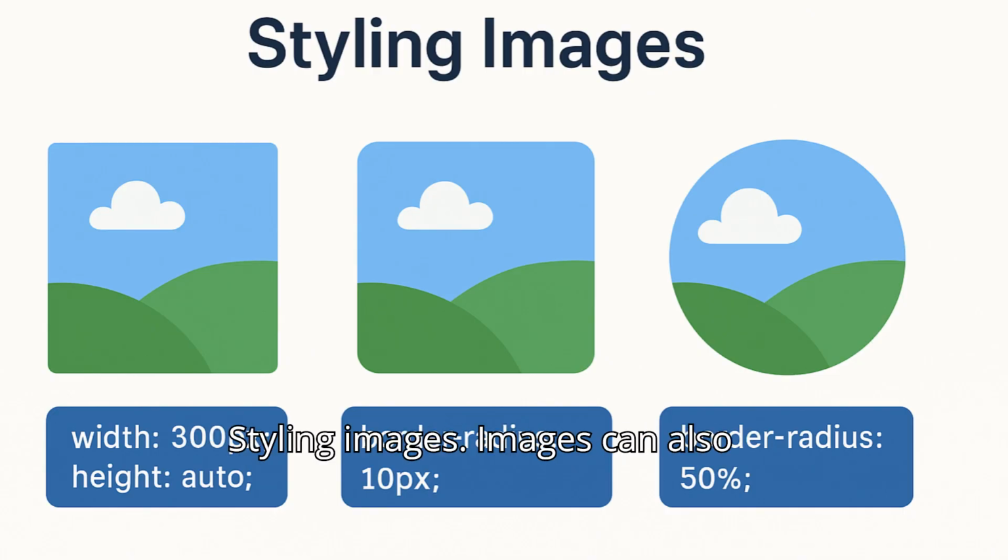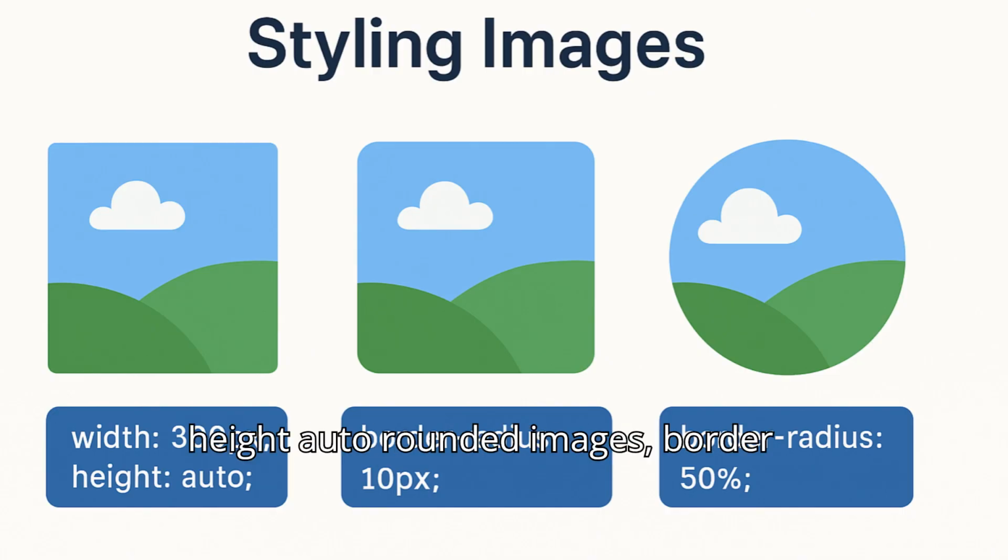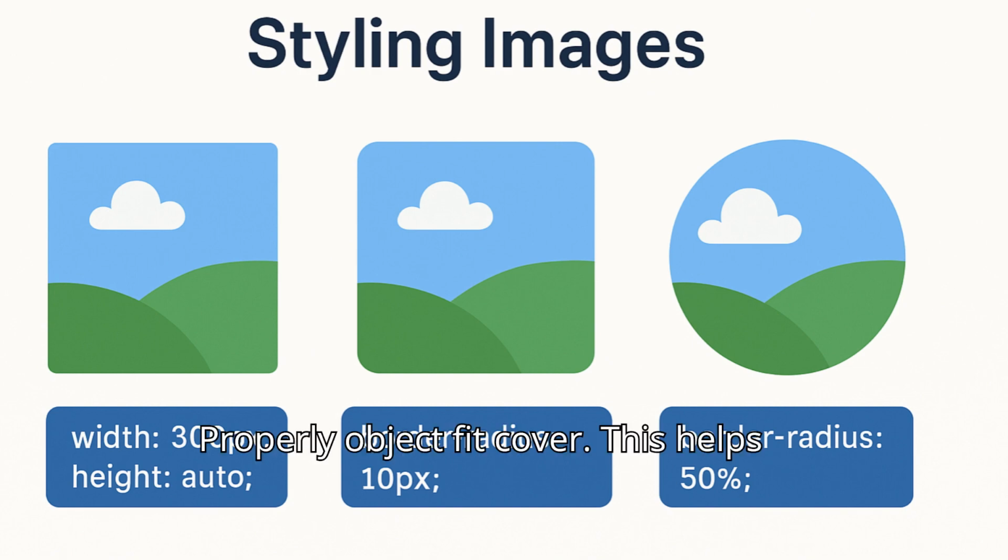Styling images. Images can also be styled using CSS. Width and height: width 300 pixels, height auto. Rounded images: border radius 50%. Fit the image properly: object-fit cover. This helps in creating profile pictures, banners, thumbnails, and much more.